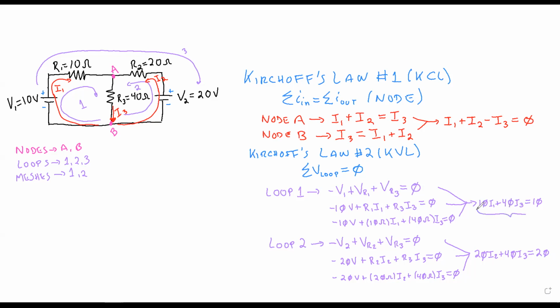Is there a way that I can make this a little bit simpler? You can divide it all by 10. By 10, this would then be I1 plus 4 I3 equals 1. And this one, we could do exactly the same thing, dividing by 20. This would be I2 plus 2 I3 equals 2. Yes, correct.